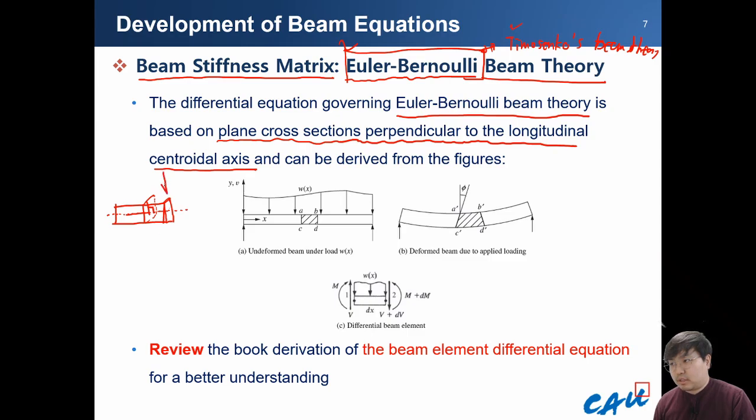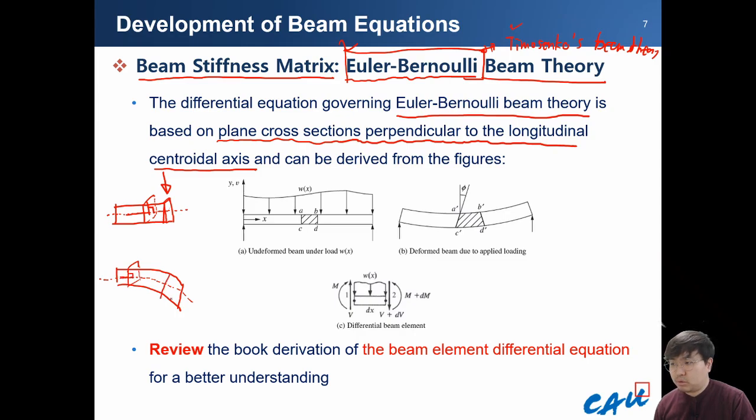When you apply some forces, the beam structure will deform, looking like this, and during the deformation the central longitudinal axis does not change. This centroid axis always exists at the center or middle of the beam structure. Every point, when you make a perpendicular line, indicates the cross section, so they are always perpendicular.